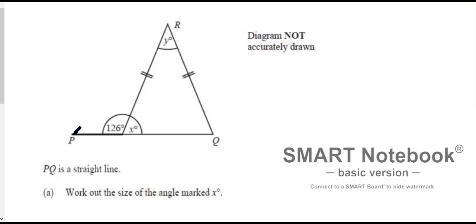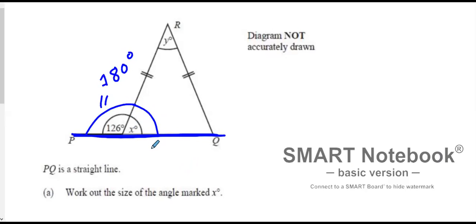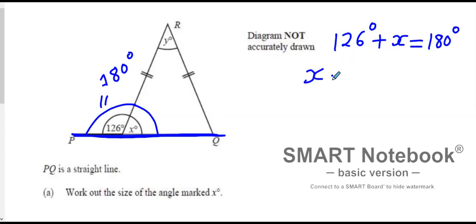All right, so PQ is a straight line. If it is a straight line, it means that this angle, 126, plus the value of X will be equal to 180, because all angles on a straight line add up to 180 degrees. So 126 degrees plus X, which is unknown, must be 180 degrees. So X will be equal to 180 degrees minus 126.